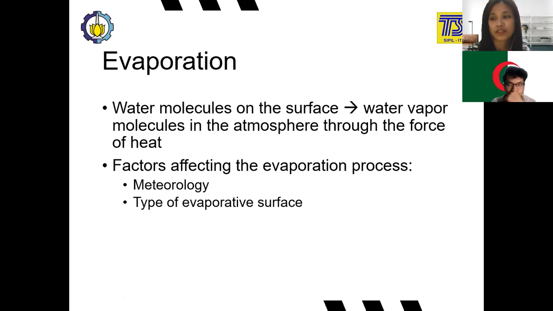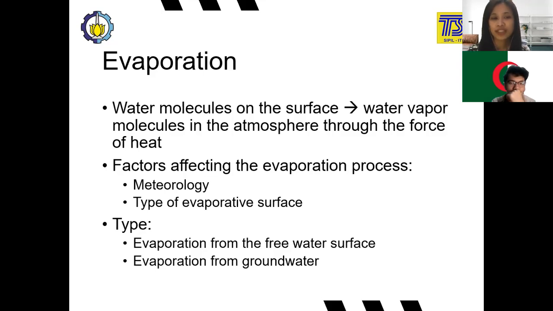the type of the evaporative surface also plays an important role in the evaporation process, because evaporation does not only happen on the surface of the water, not only in the sea or in the lake, but also, for example, inside the soil. The water contained in the soil makes the soil moist, and because of the heat of the sun, for example, the soil can become dry because the water is evaporated.